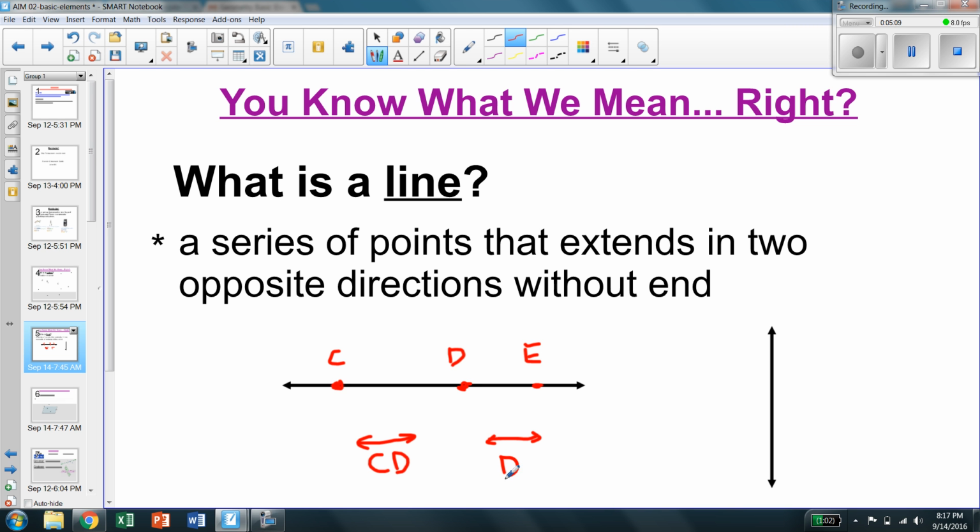And you would know that I'm really talking about the same line. Or I could call it line ED. Same thing. I can switch the order of the points. It doesn't matter when we're naming lines.